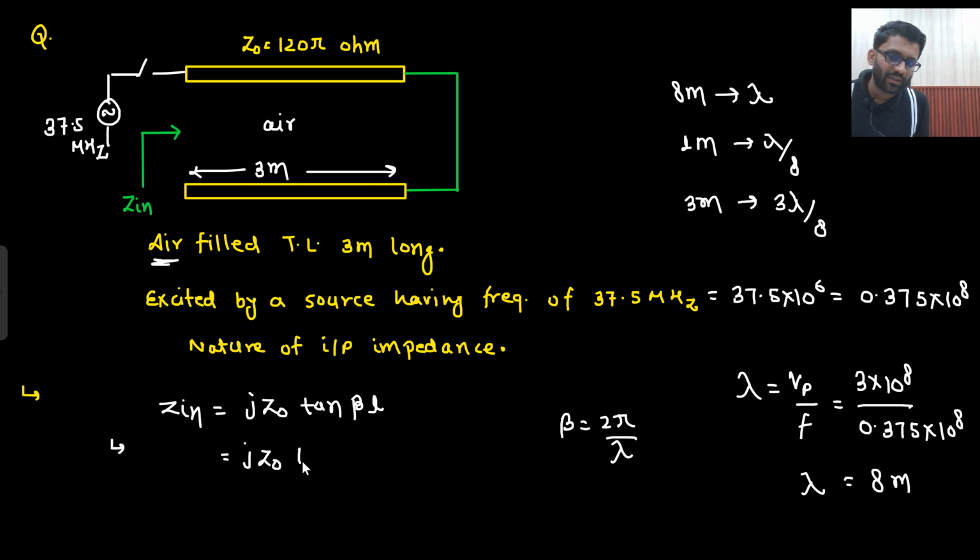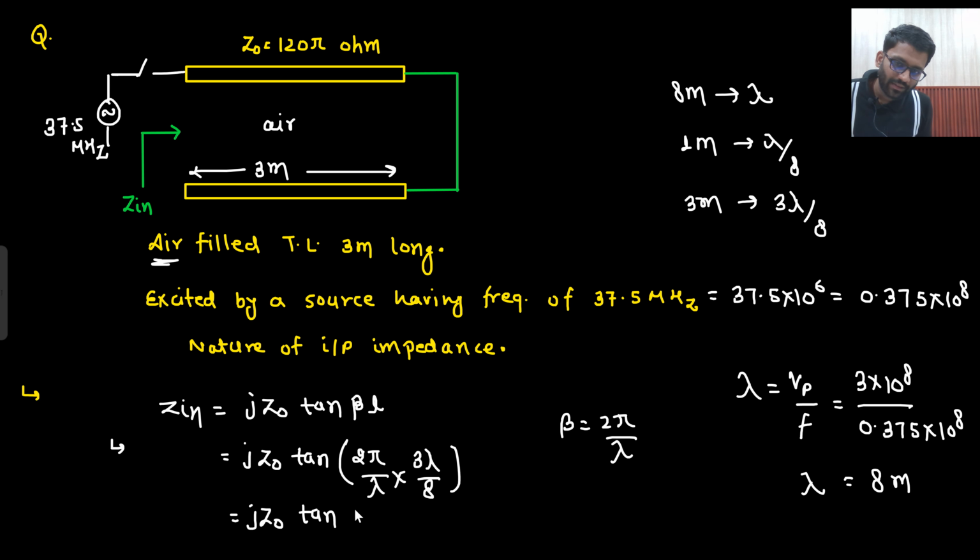Right? So j Z naught tan beta L, that is 2 pi by lambda into 3 lambda by 8. So what am I getting? 3 pi by 4. j Z naught tan 3 pi by 4. And what is the value of tan 3 pi by 4? That is -1. You can calculate from your scientific calculator as well, directly tan 3 pi by 4.